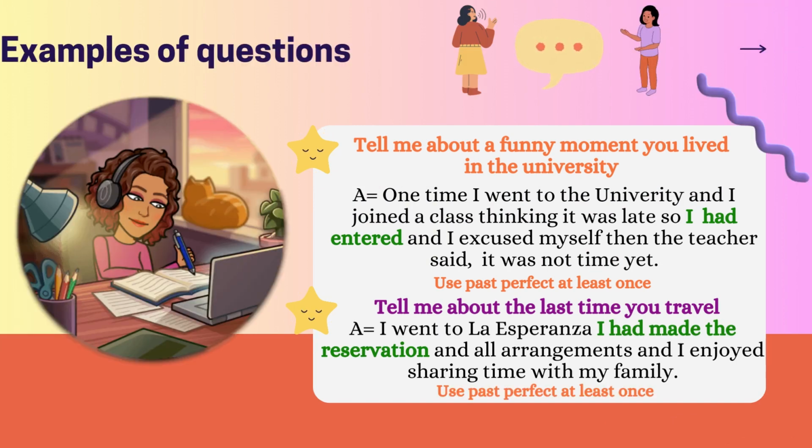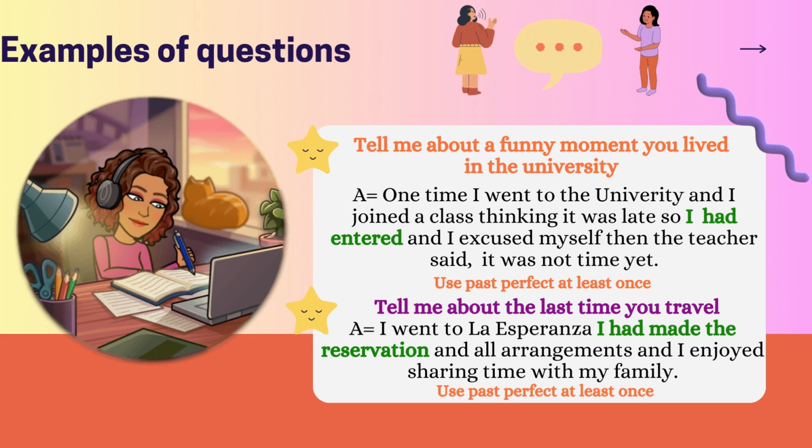Now, we're going to check a few questions. Tell me about a funny moment that you lived in the university. One time I went to the university and I joined a class thinking it was late, so I had entered and I excused myself. Then the teacher said it was not time yet. Again, you have to use past perfect at least once. Past before past. First I entered the class and then the teacher told me it was not time.